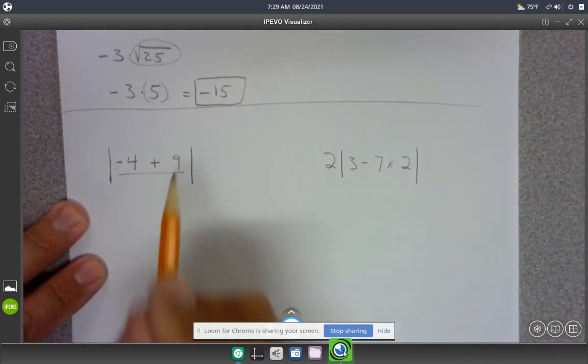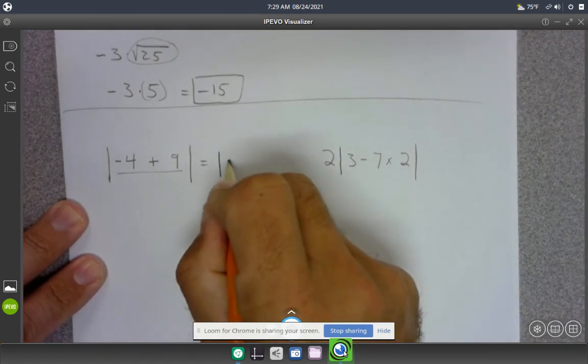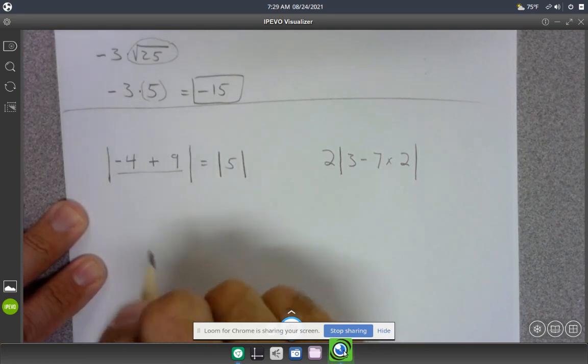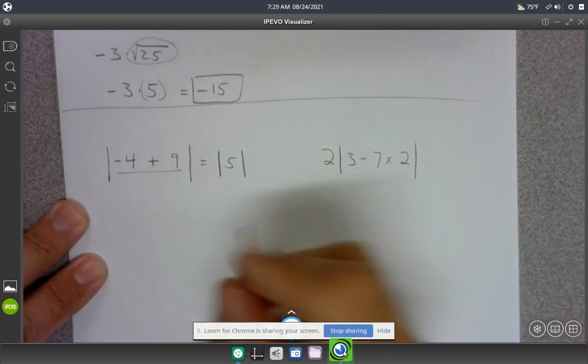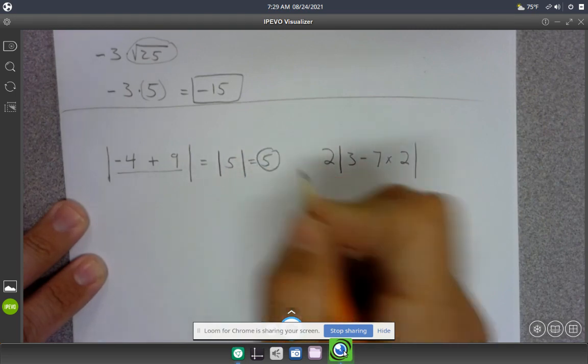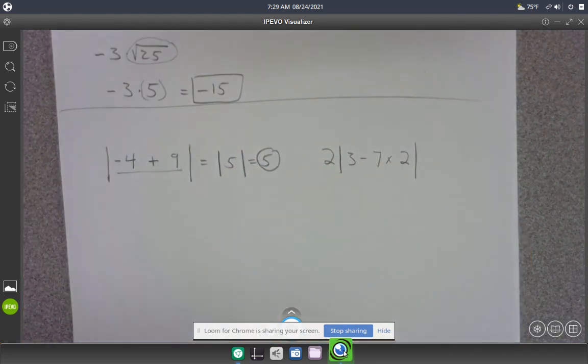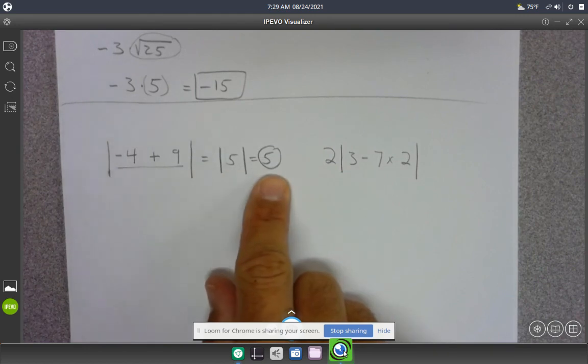So we got to combine those, which is equal to +5. And the absolute value of +5 is still +5. It doesn't change to a negative for some reason. So our final answer here would be +5. The absolute value just means how far the number is from 0, and the number 5 is 5 units from 0. That's why the answer is 5.